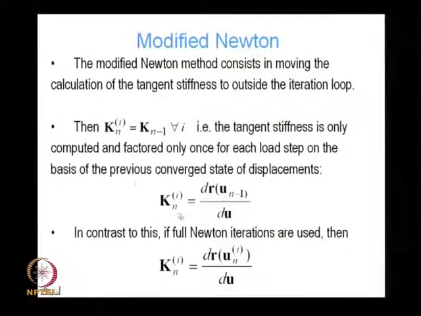So, k_n^i for each iteration i is going to be dR(u_{n-1})/du. It is going to be the derivative of the residual, which you can think of as the internal force, with respect to u. In contrast, if full Newton iterations are used, then k_n^i is equal to dR(u_n^i)/du. So, at each iterate I am taking the derivative to compute my new tangent. So, that is my modified Newton.